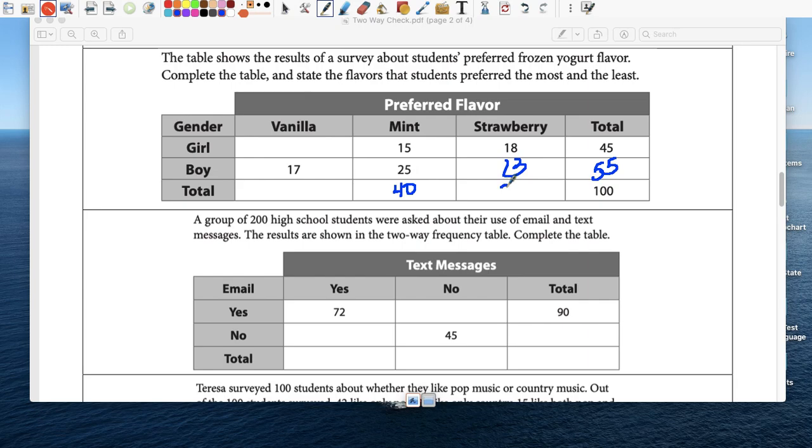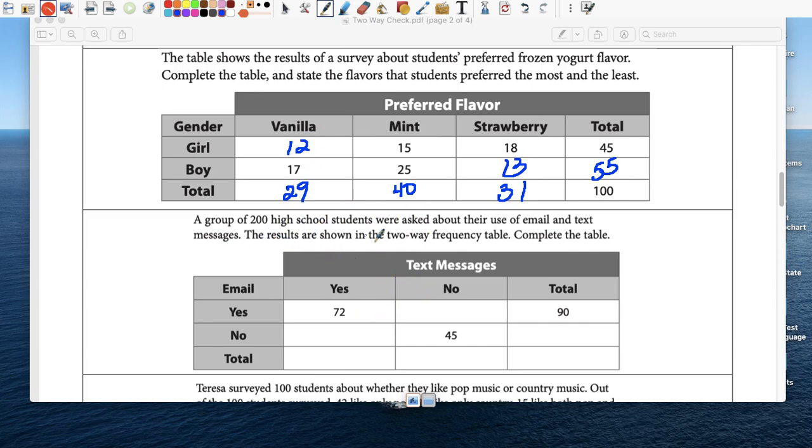18 and 13 is 31. Now I can find, well, it doesn't matter. You can find the number of girls who like vanilla, right? Because I know there are 45 girls, 15 like mint, 18 like strawberry, and then so I can just simply do 45 minus 15 minus 18 gives us 12. 12 plus 17 now gives me 29. So total 29 people like vanilla, 12 of them are girls, 17 are boys, etc.